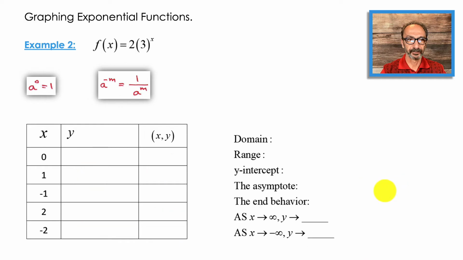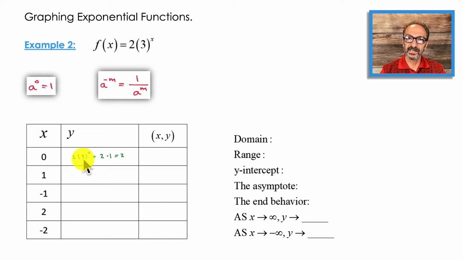Second example. Now this one is an exponential growth, since we are multiplying by 2, it's 3 to the power x, the basic one, stretched vertically by a factor of 2. Let's plug in some numbers.